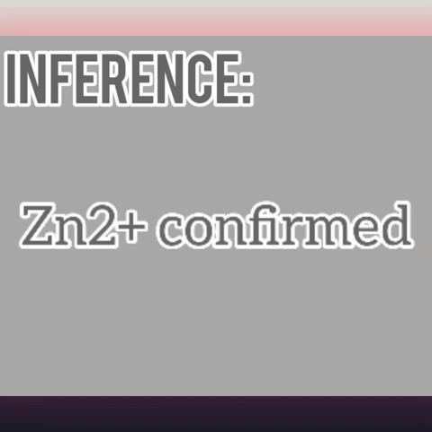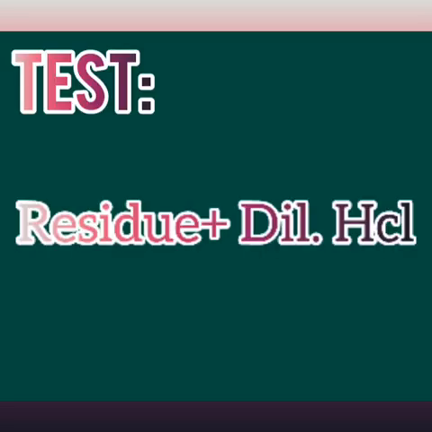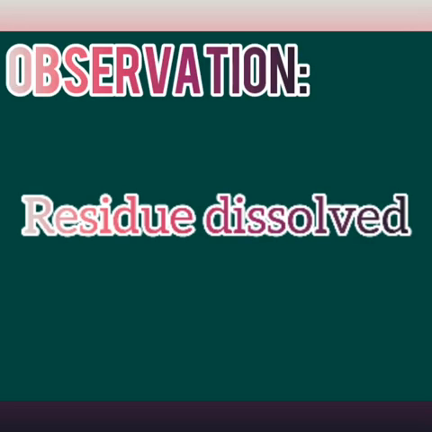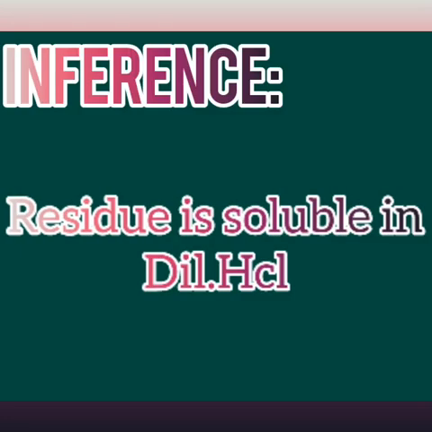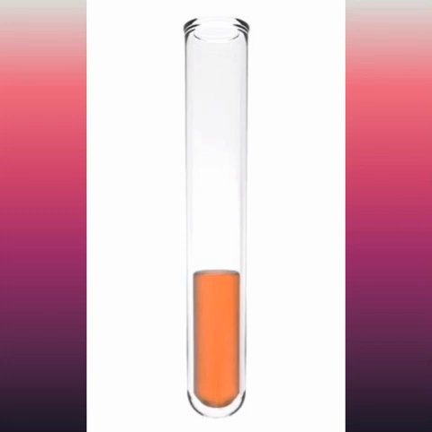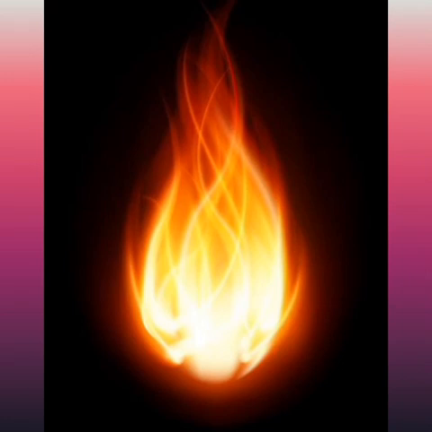Now last but not the least on our list of tests, the residue plus dilute HCl. Now for your observation, the residue dissolved. Then for your inference, residue is soluble in dilute HCl. Don't forget that your residue is aluminium oxide, and aluminium oxide is soluble in dilute HCl. And that's all for the NECO chemistry practical analysis for 2022.